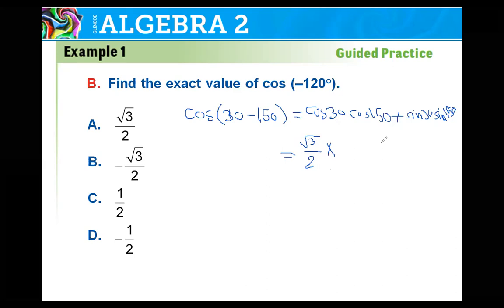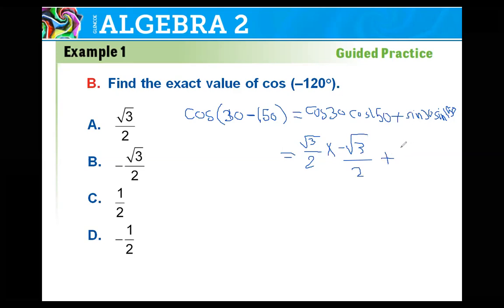150 means cosine 30 also, but in the second quad. So it's negative, the same number but with a negative sign, as you said, because we work in the second quad. In the second quad, cosine is negative, so it's negative root 3 over 2.